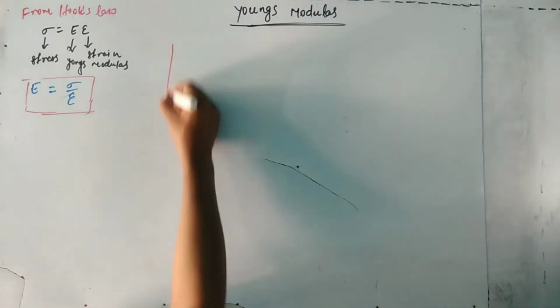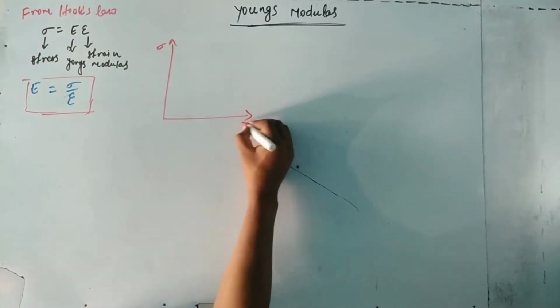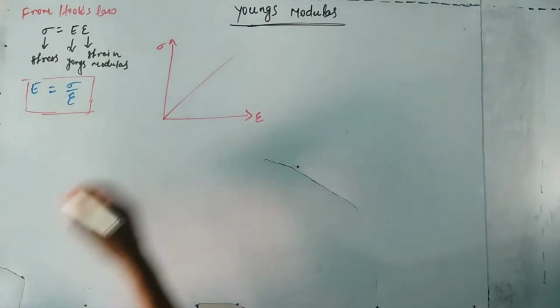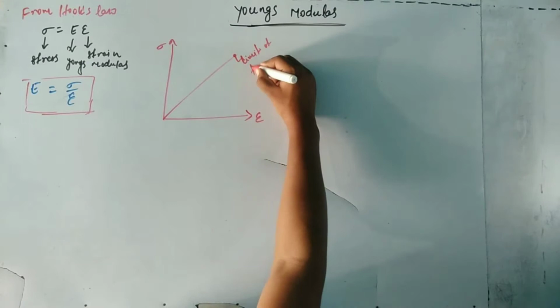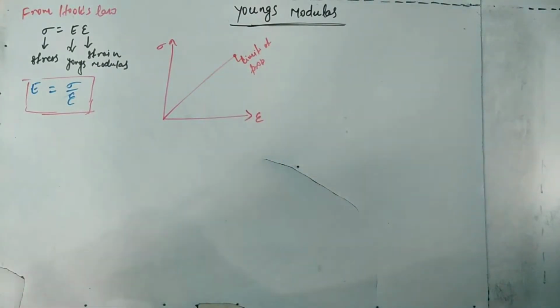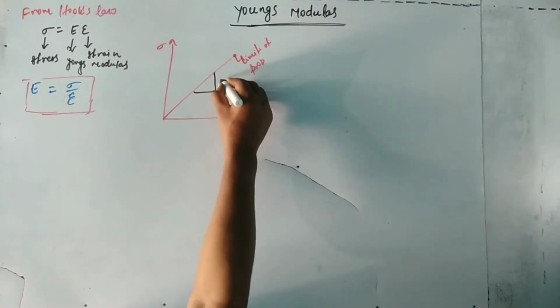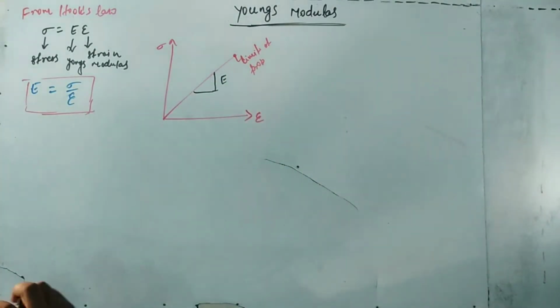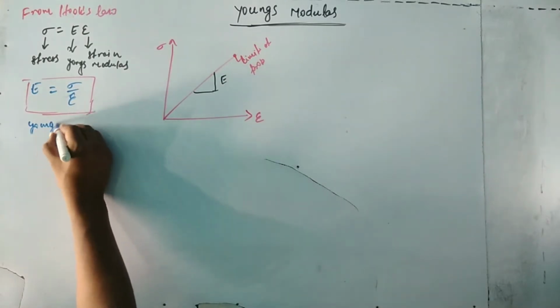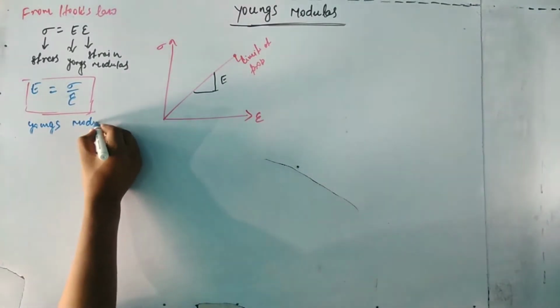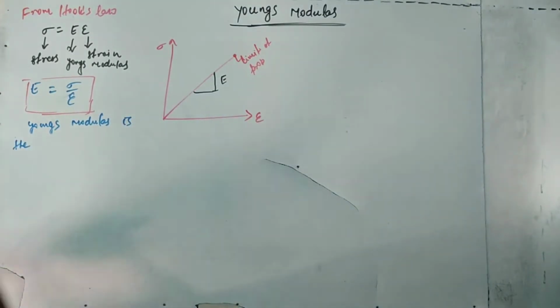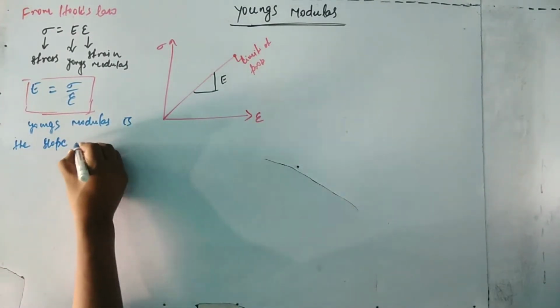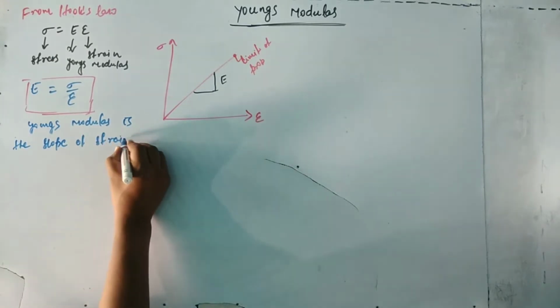In a stress strain diagram for a linear elastic material, the point is called the limit of proportionality, and E is the slope of the stress strain diagram. Young's modulus is the slope of a stress strain diagram.